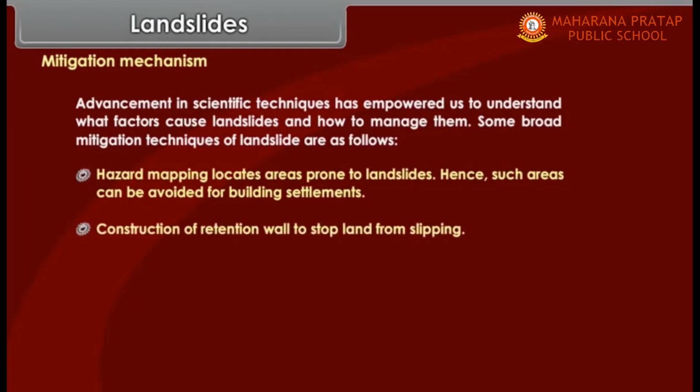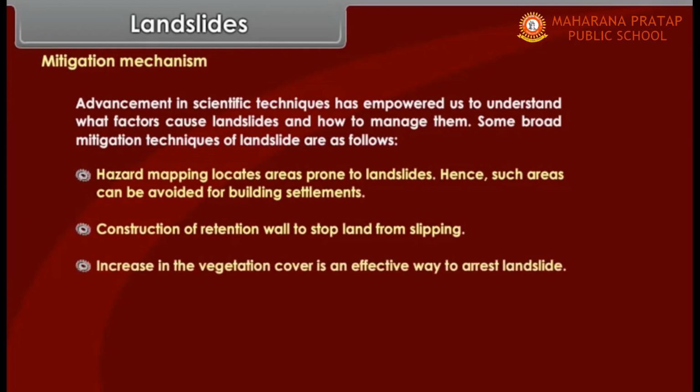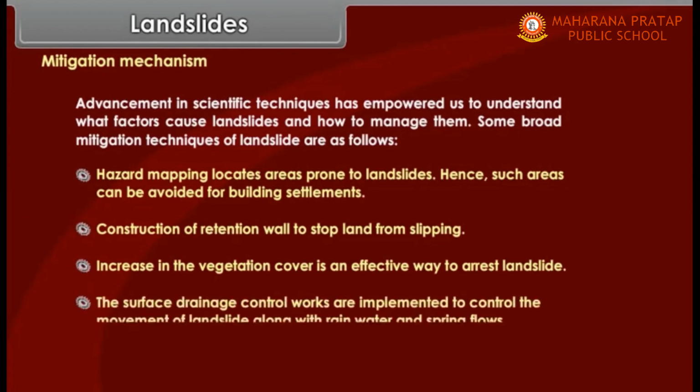Construction of retention walls to stop land from slipping. Increase in the vegetation cover is an effective way to arrest landslides. The surface drainage control works are implemented to control the movement of landslides along with rainwater and spring flows.